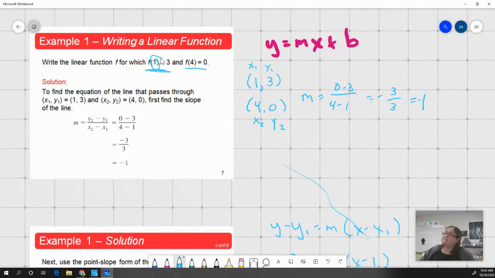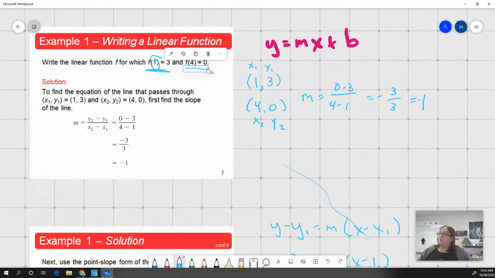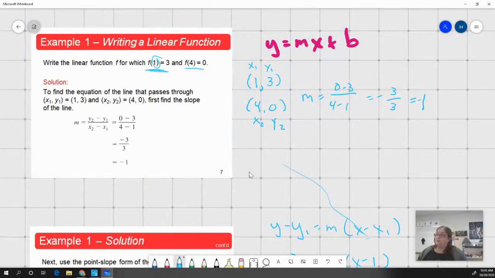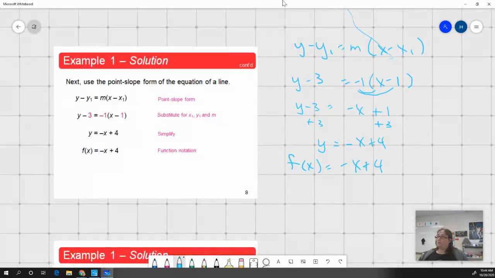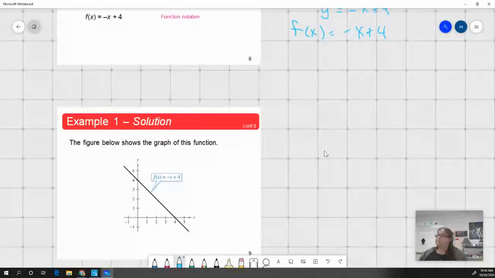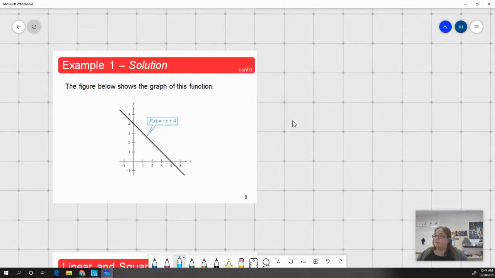So the only thing that's different that you haven't done is to understand that these make your points, right? This is your x input, and what you get out is your y. So if you're given points in this notation, f of 1, it's saying when x is 1, what is y, right? So in this case, when x is 1, y is 3. In this case, when x is 4, y is 0. So that's how you're going to solve those. You will have some of those in your homework, and I just wanted to make sure that you knew how to do them. You guys know how to graph a line, so I'm not going to go into that.